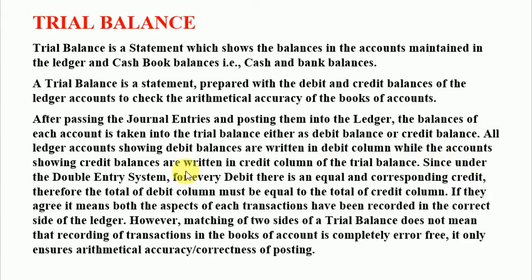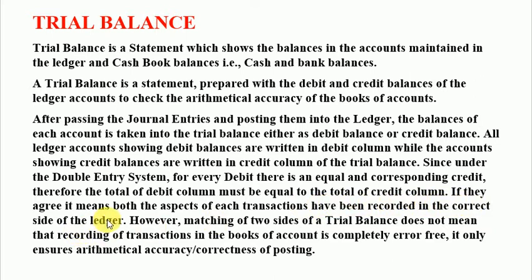Since under the double entry system, for every debit there is an equal and corresponding credit, I hope you all know this now. Therefore, the total of the debit column must be equal to the total of the credit column if the trial balance is prepared without error. If they agree, I mean if the debit column and credit column totals are equal, it means both aspects of each transaction have been recorded on the correct side of the ledger.